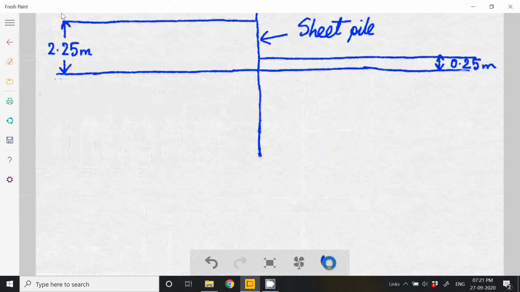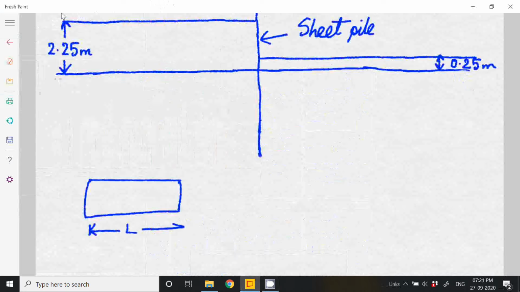And obviously between the left part and the right part there is a head difference, and whenever there is a head difference there is a flow of water, and the flow of water will be from higher head to lower head. If you remember Darcy's equation, suppose this is L, and the cross-sectional area is A. So the discharge was what? KIA, isn't it? And what was I? I is equal to delta H by L.